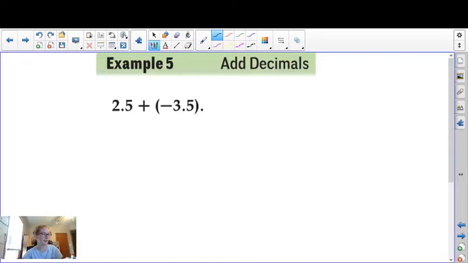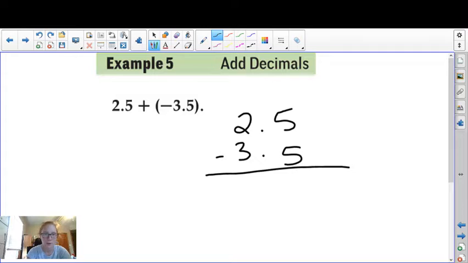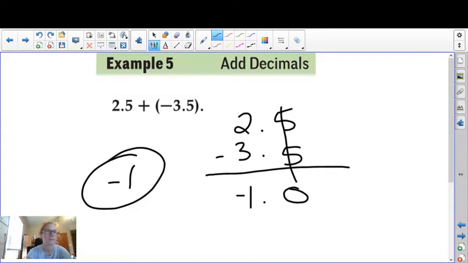All right, adding decimals. So what you're going to do is you're going to take the numbers and line them up by the decimal points. And then you're just going to subtract them. So 5 minus 5 gives me that 0. 2 minus 3 is a -1. So my answer is -1. And if you don't believe me, let's get out my old handy-dandy calculator.